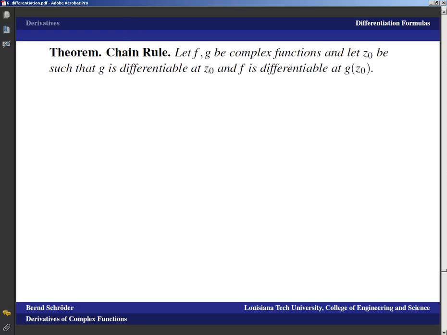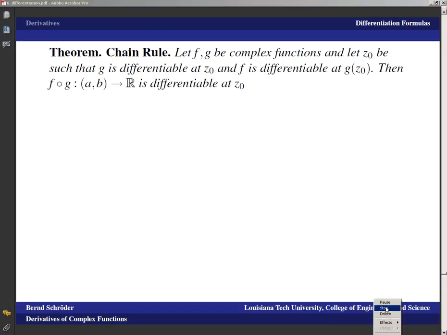We let f and g be complex functions. We let z0 be so that g is differentiable at z0, and so that f is differentiable at g of z0. Well, then the composition is differentiable at z0.